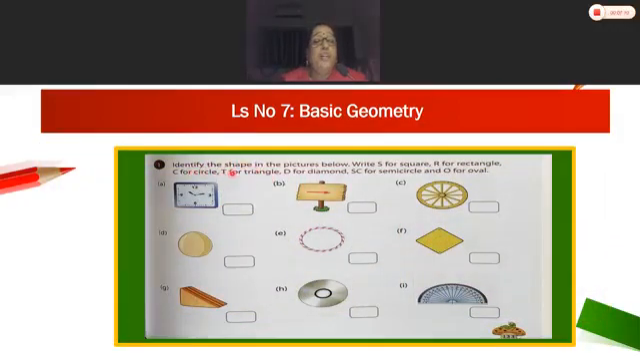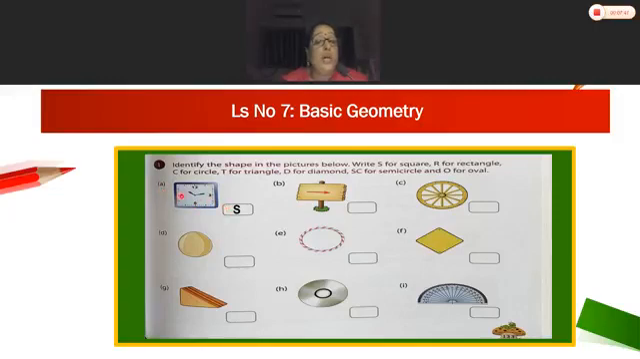Now identify the shape in the pictures below. Write S for square, R for rectangle, C for circle, T for triangle, D for diamond, SC for semicircle and O for oval. Now children, tell me what is the first one? Yes, what will come? Square. Very good. S. It is a square.